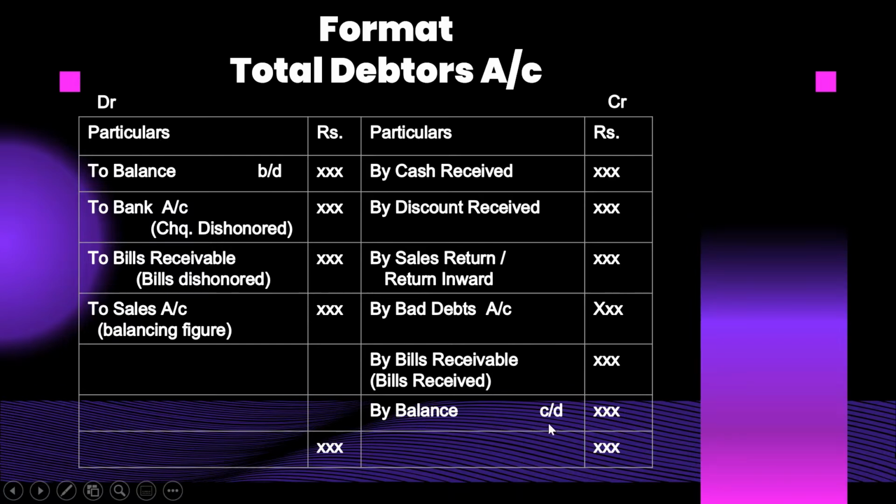And the closing balance. See, if you get any information in the question about the bills receivable, you have to first prepare the bills receivable account. From there you have to find how many debtors have accepted the bills, and from them how much bills we have received, that amount we should find out and bring it here, and then we have to prepare the total debtors account.